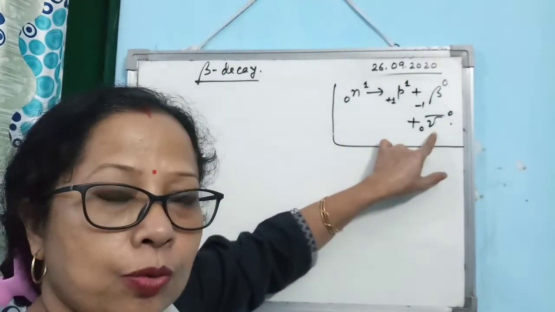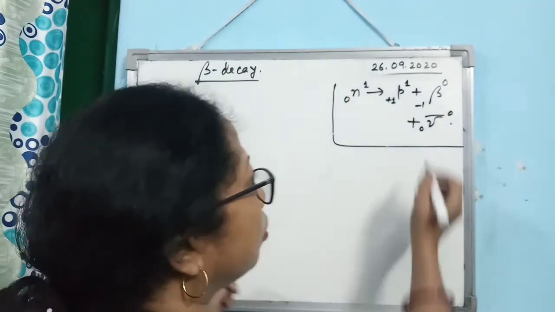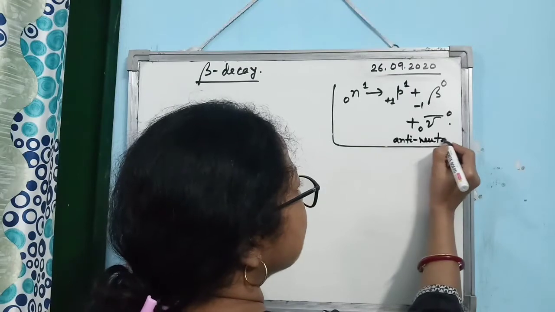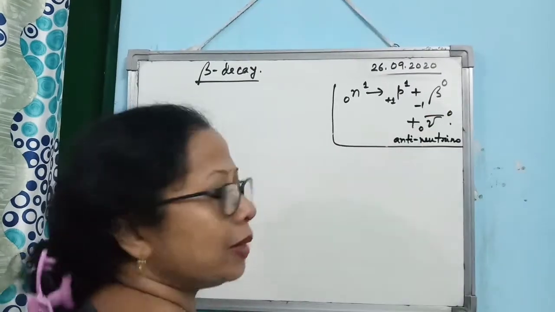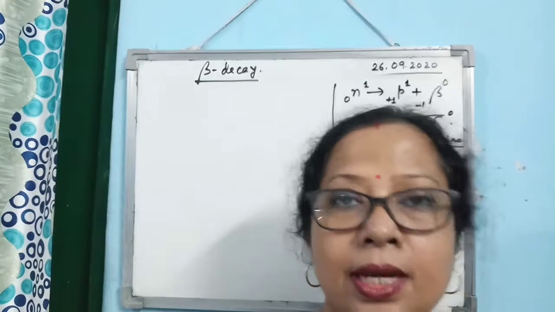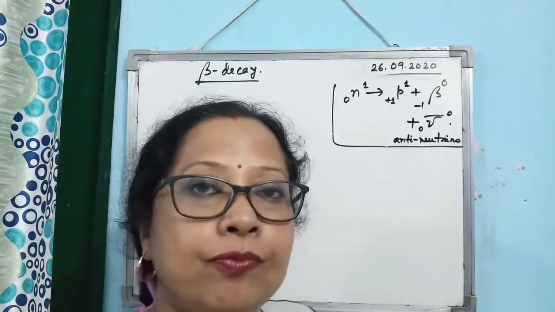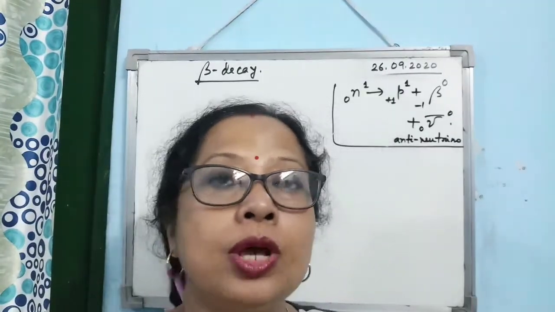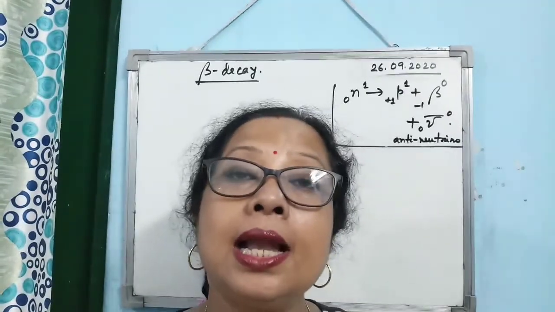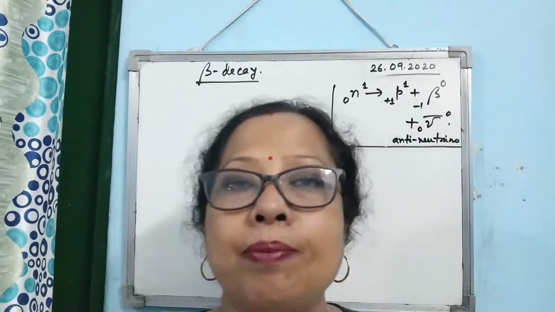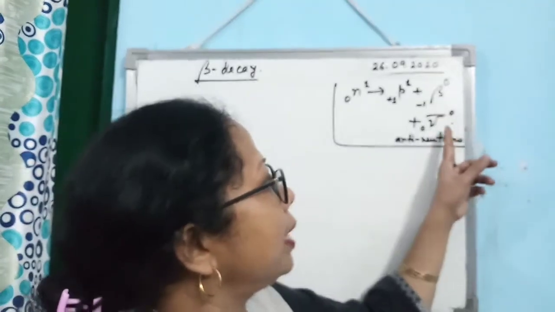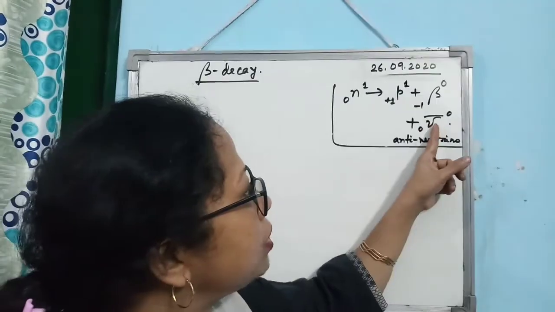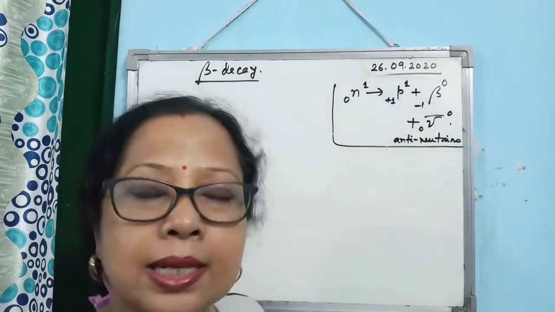And what is the name? I hope you can remember: antineutrino. Always, the emission of a beta particle is accompanied by an antineutrino. Never will you see a beta particle emitted alone. It never happens. So the beta particle is always accompanied by whom? Antineutrino. The anti term is there, that's why you see a bar sign above the nu.